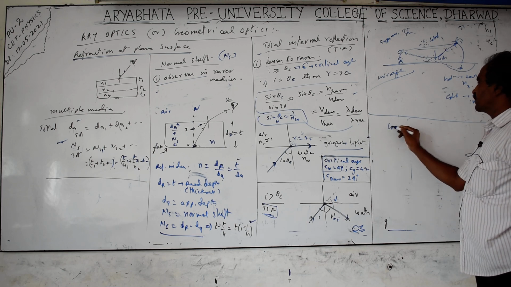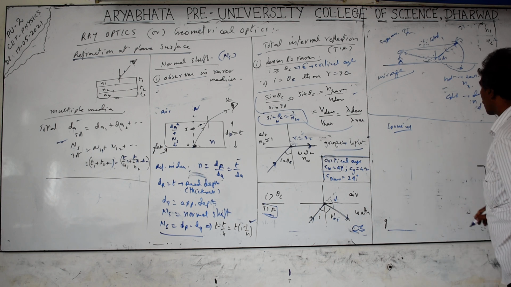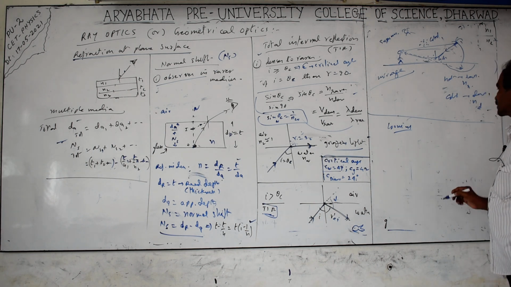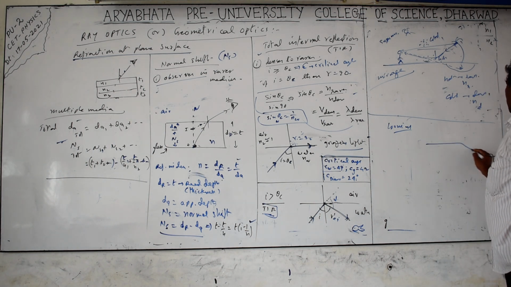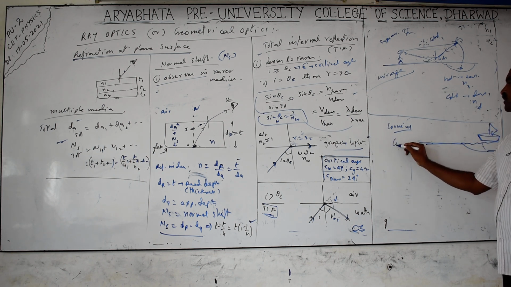Next, looming. Looming is the reverse of mirages. In the case of looming, the distant object, in the cold regions, cold areas, for example a ship in the sea at a long distance while you are standing on the land. Looming happens in cold conditions.